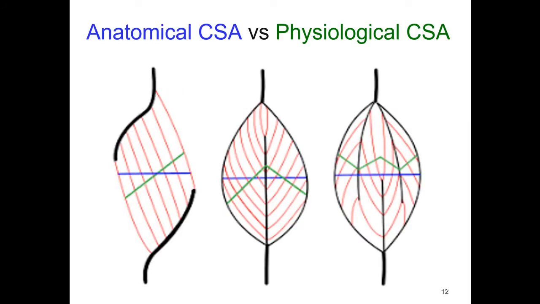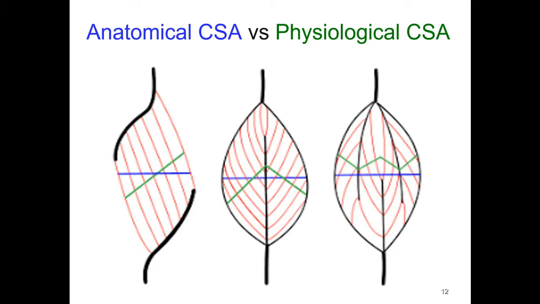Here we see a depiction of anatomical cross-sectional area with the blue line and physiological cross-sectional area with the green line. Anatomical cross-sectional area in blue is the area of the cross-section of a muscle perpendicular to the longitudinal axis of the muscle. In contrast, physiological cross-sectional area is the area of the cross-section of a muscle that is perpendicular to its fibers, generally at its largest point.